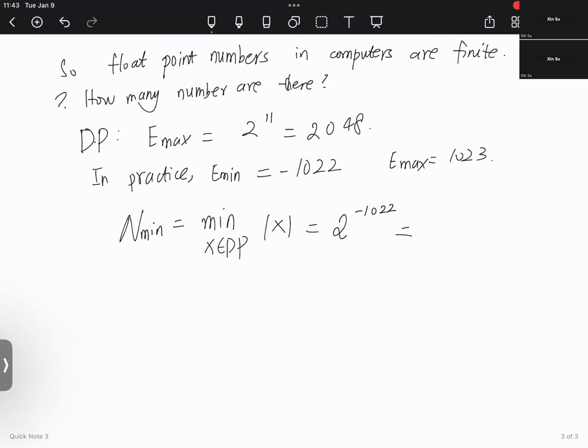This is a very small number, so you can represent a very precise number here. And what is the biggest number we can have in double precision? This is the absolute value, 2 to the 1023. This is a very big number. That's all the numbers we can represent with double precision. Does that make sense?